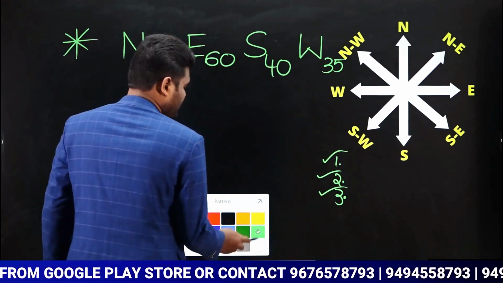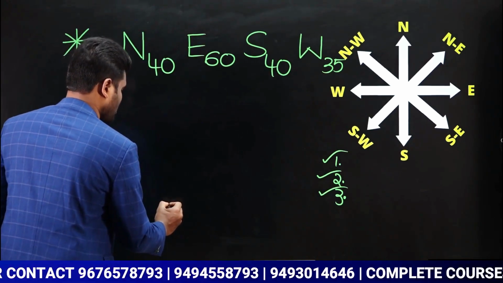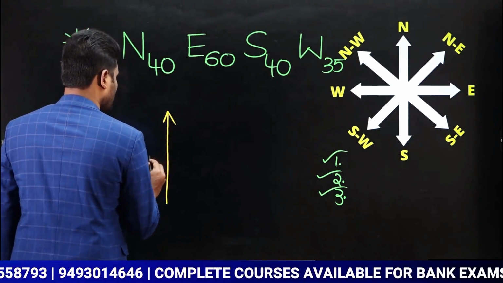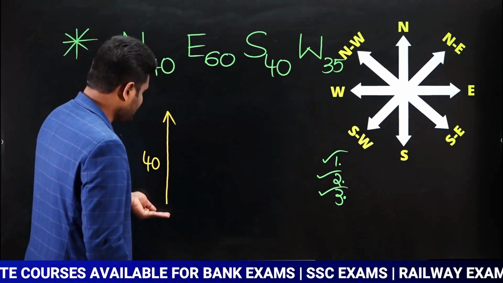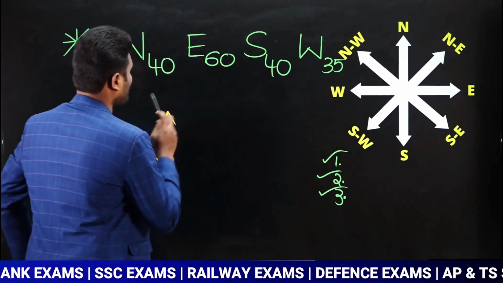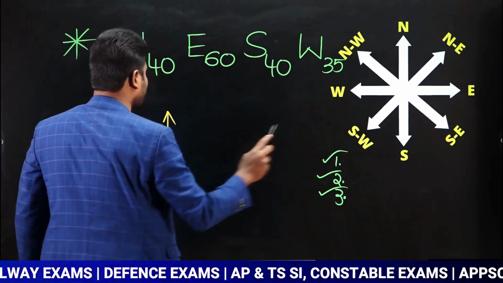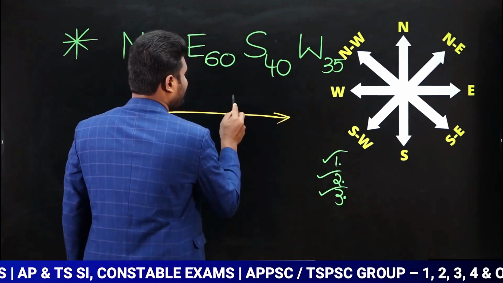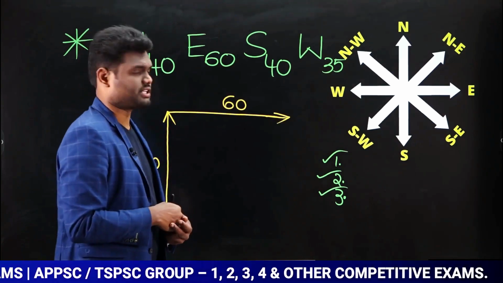Observe carefully. First the person traveled towards north, 40 meters. This is nothing but towards north. Followed by east 60. East is in this way, towards our right hand side. So he traveled towards east. How many meters? 60 meters towards east.